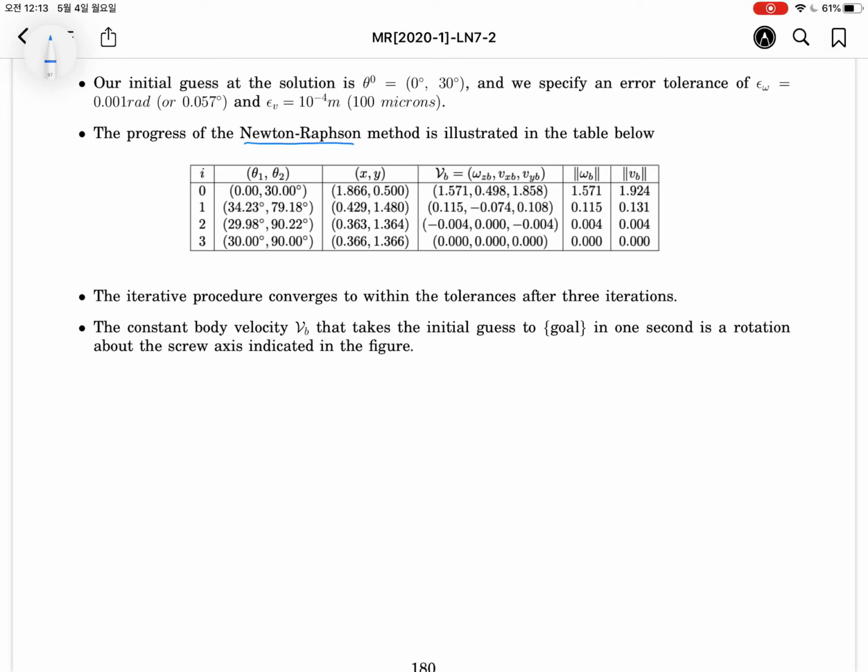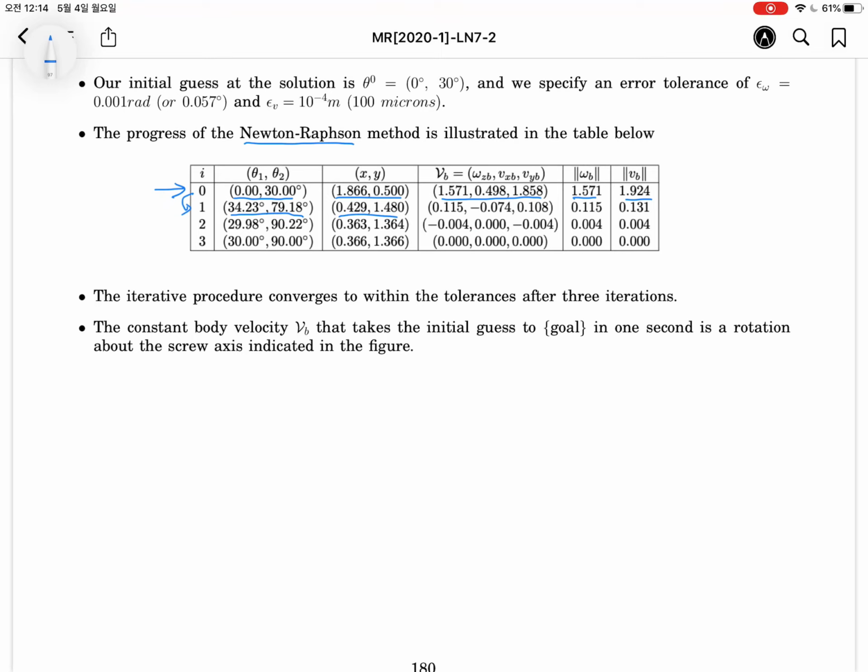From the body twist, we can apply the Newton-Raphson method. Okay, the first step, the initial angle is 0 and 30. The target, the alpha value, is obtained like this. At that time, the body twist is given from the logarithm of the body twist, the logarithm of POE of TPS and TPD. And at that time, the omega b and the VB are very big.